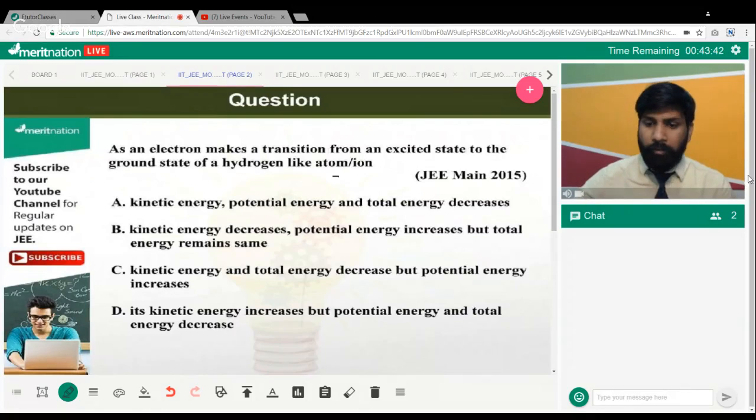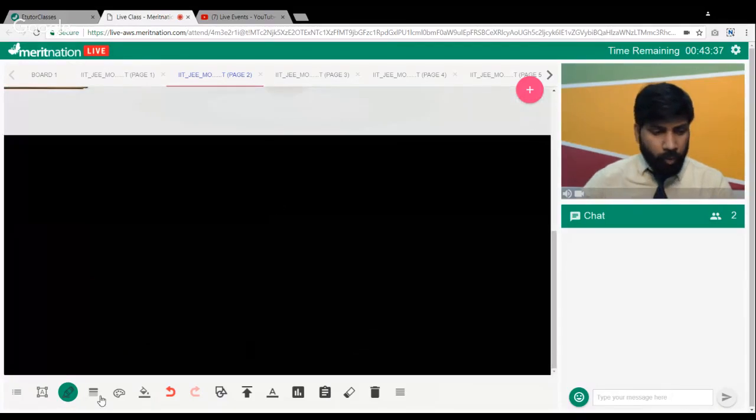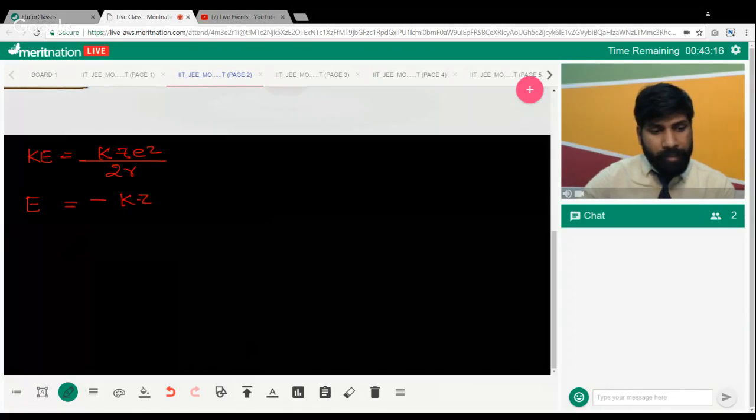First of all, let me give you an idea about the total energy, kinetic energy and potential energy. Kinetic energy KE is equal to KZe² upon 2R. Total energy is equal to minus KZe² by 2R. And potential energy is minus KZe² by R. This one is the potential energy.